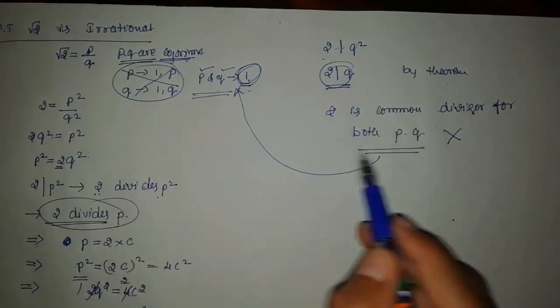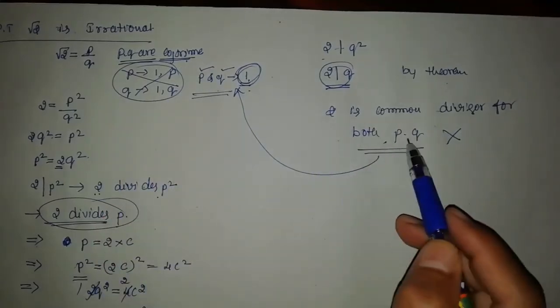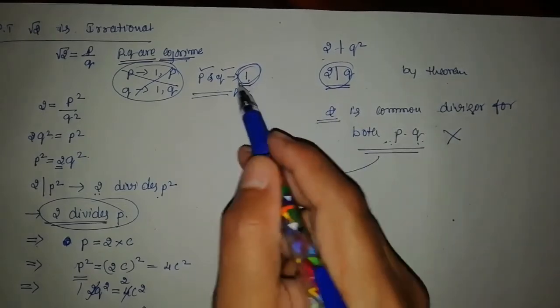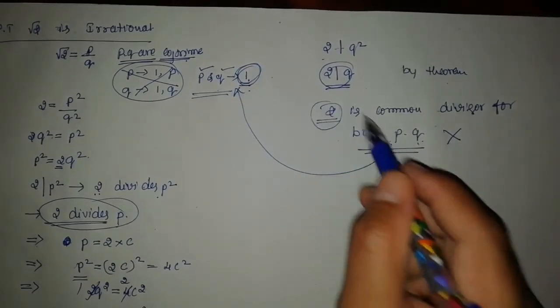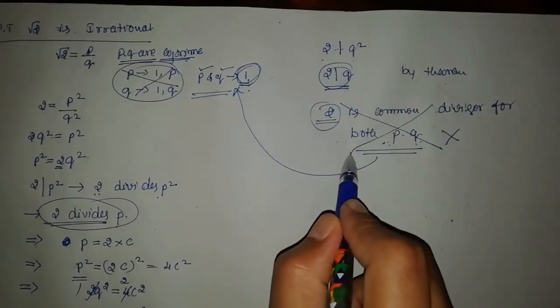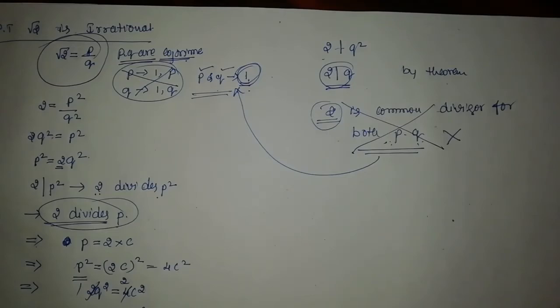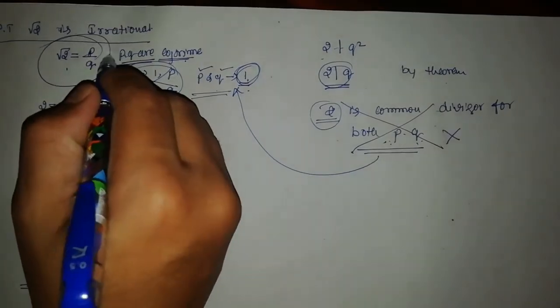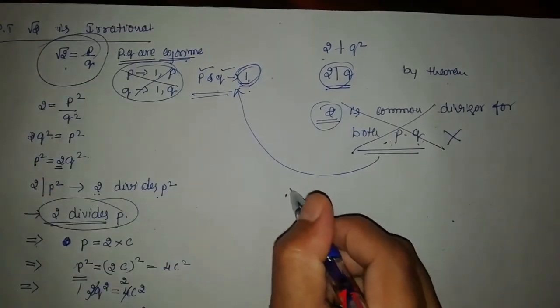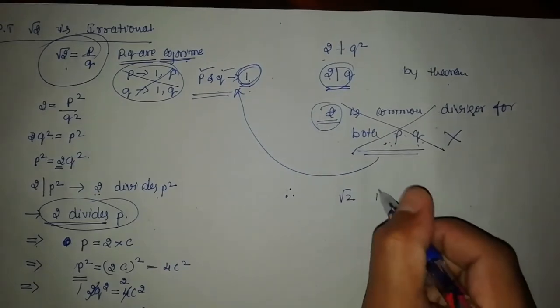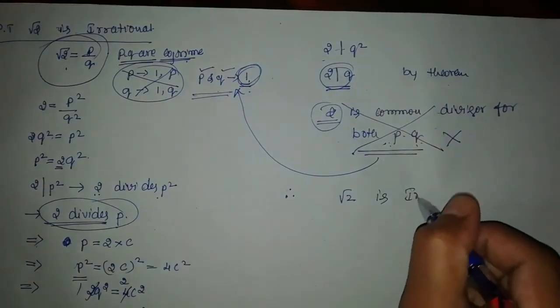But here it is like this. We finally arrive at p and q having a common factor other than 1, it is 2, but this is a contradiction. This contradiction arises because of our wrong assumption in the first step that root 2 is a rational number. So finally I'm going to write down our assumption is wrong. So finally we need to write down root 2 is an irrational number.